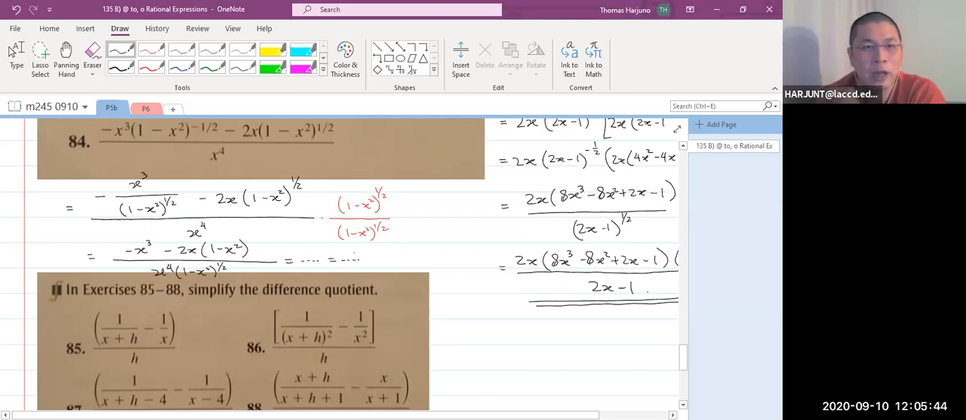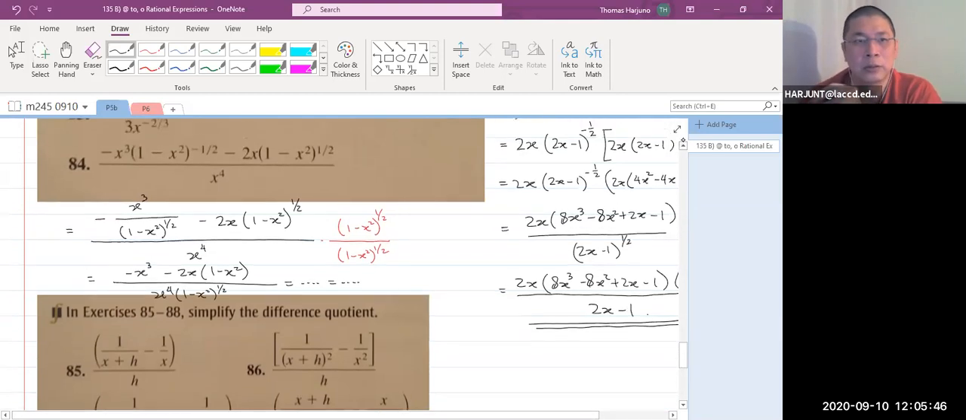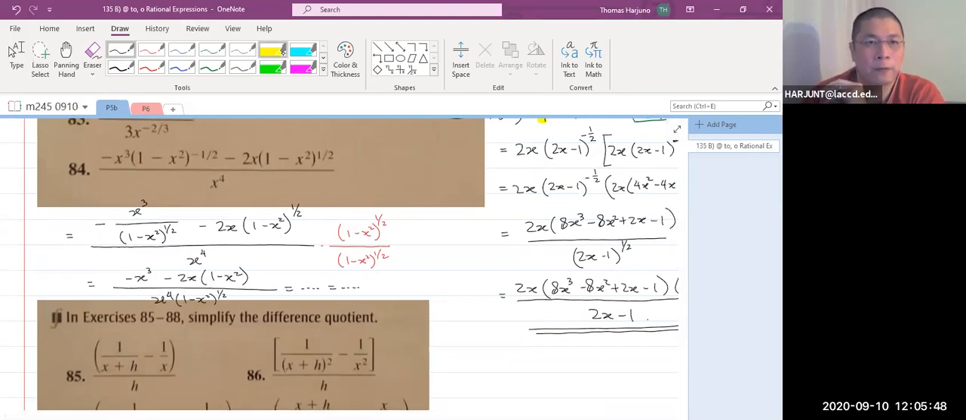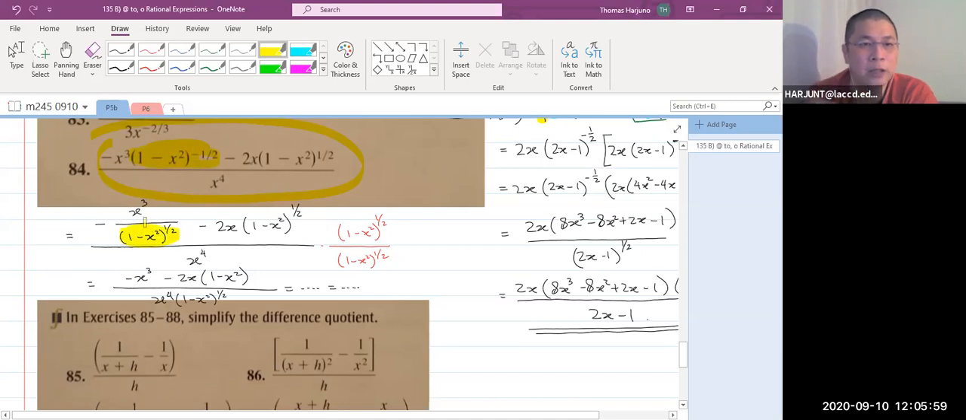So I rewrite the negative exponent in this fraction here as a fraction. So I have a fraction inside a fraction, you suddenly see a complex fraction, right? Okay, and then once you can see it better, you are able to solve it better.